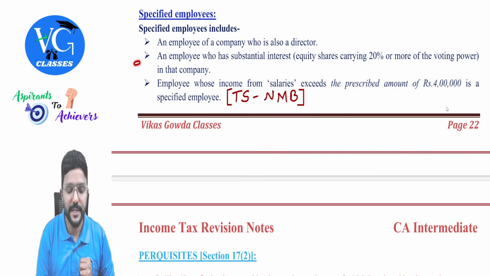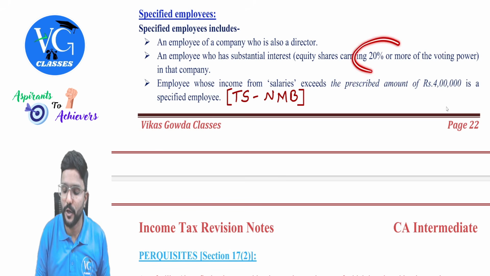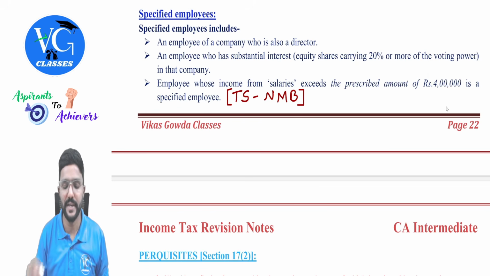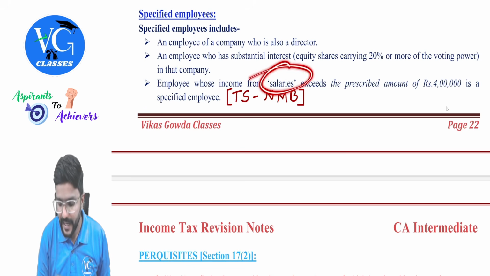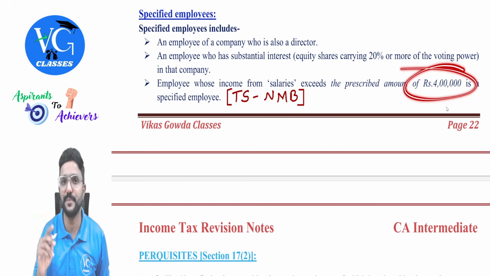Fine. Next, second point. An employee who has substantial interest, that is 20% or more voting power, that is 20% or more equity shares they are holding, they are called as specified employee. And the last one, employee whose income under the head salary exceeds the prescribed limit of 4 lakh. Clear? There's an amendment. Please be careful.